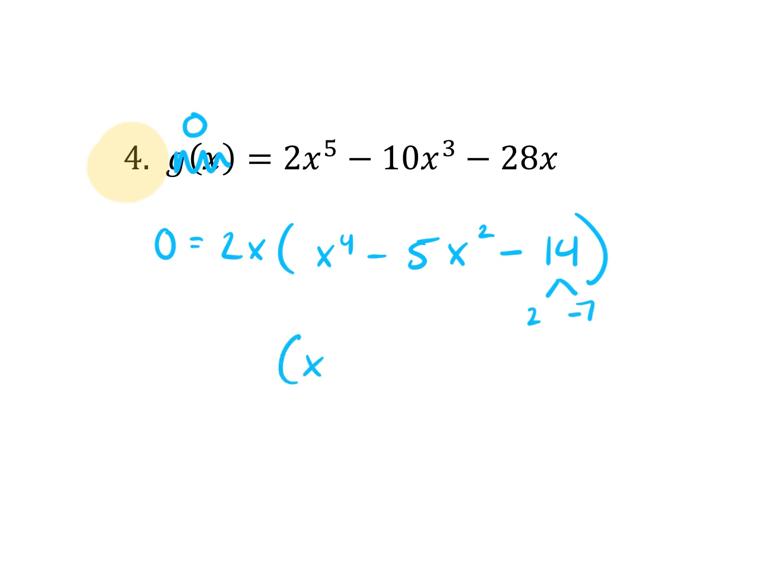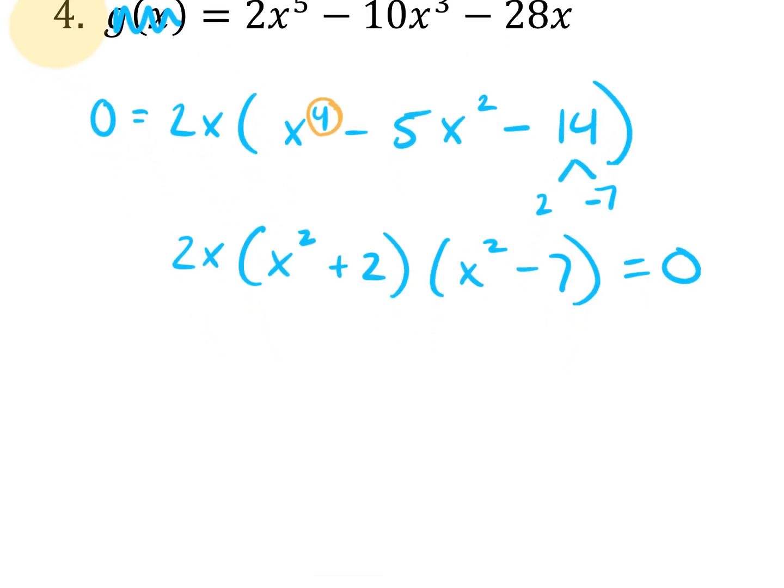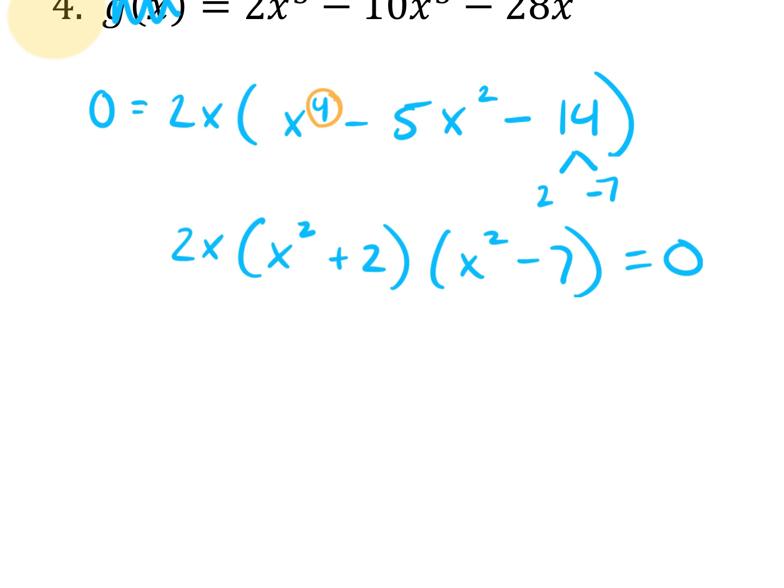So I've got x squared. Be careful here because we start with x to the 4th power. So when I split this up, it's going to be x squared and x squared. So x squared plus 2 and x squared minus 7. And then 2x out front. Can I factor any of these anymore? Nope. So let's set them equal to 0 and solve.